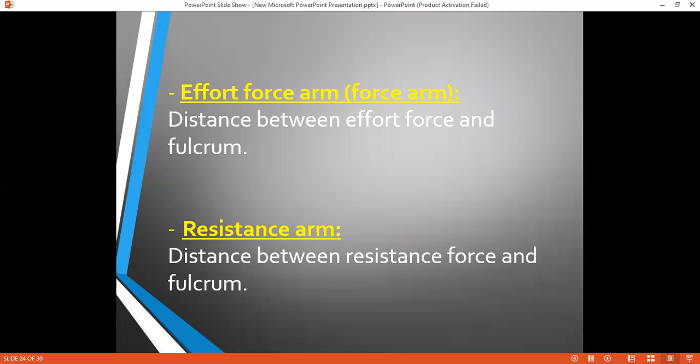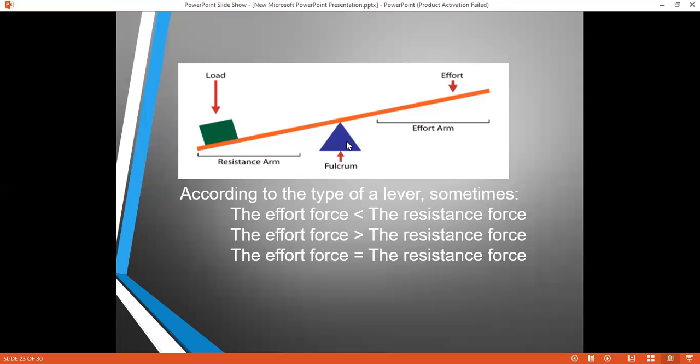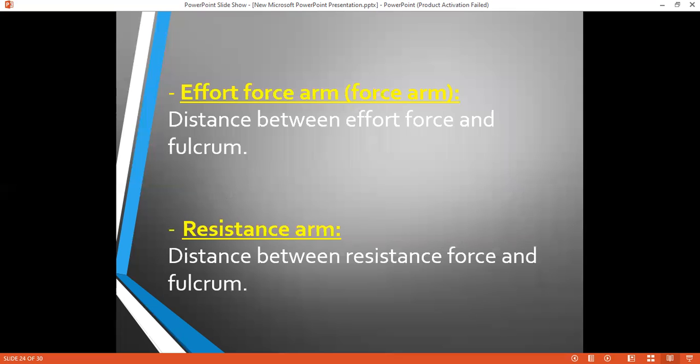As you can see, here's the fulcrum and here's the effort, here's the load or resistance. The distance from fulcrum to effort is called effort arm, and the distance between fulcrum and load or resistance is called resistance arm. So force arm is the distance between effort force and fulcrum, and resistance arm is the distance between resistance force and fulcrum. Here is resistance arm and here is force arm.